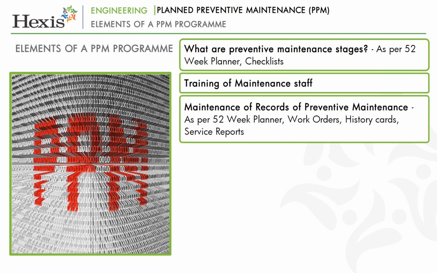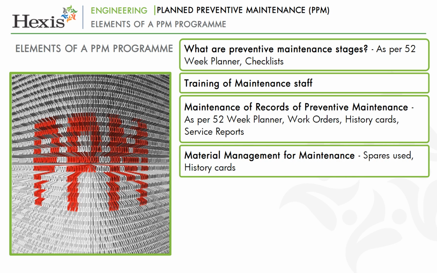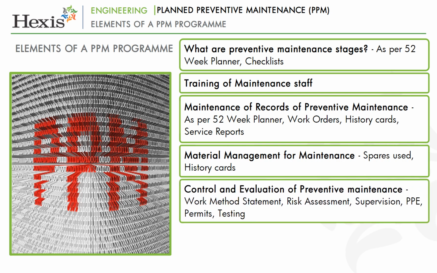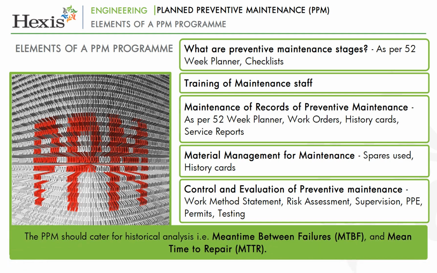As per 52-week planner, work orders, history cards, service reports, material management for maintenance. Spares used, history cards, control and evaluation of preventive maintenance. Work method statement, risk assessment, supervision, PPE, permits, testing. The PPM should cater for historical analysis, that is mean time between failures, MTBF, and mean time to repair, MTTR.